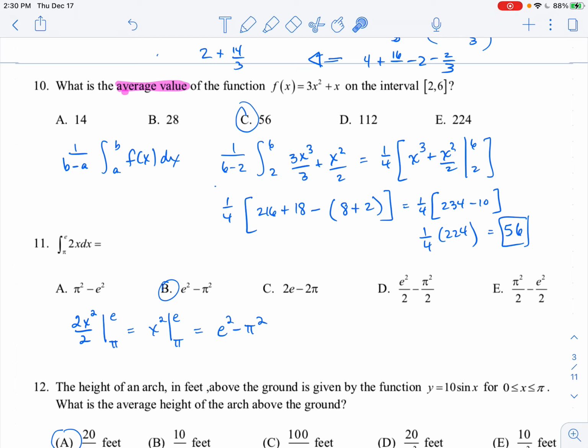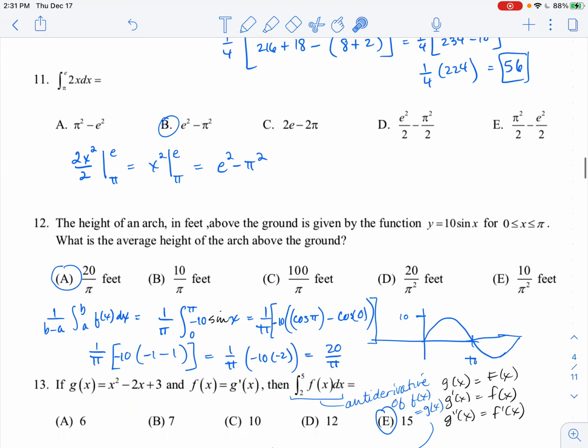In number 11, we have an integral from pi to e of 2x dx. And so we just need to antidifferentiate this. So it's going to be 2x squared over 2, and then evaluate it from e to pi. And the 2's cancel, and so it's just going to be e squared minus pi squared.